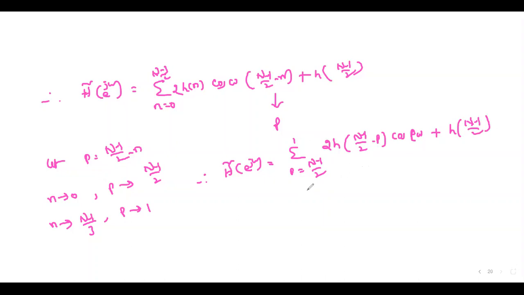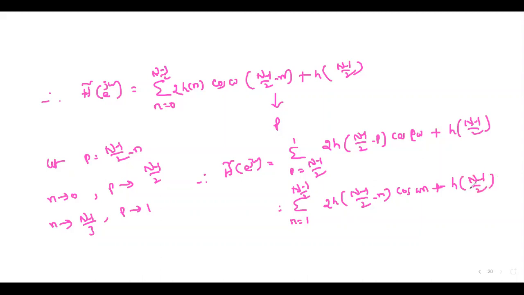Now this can be written as, again in place of p you can keep n, again back to n. So it will be written as summation n equal to 1 to (N minus 1)/2, limits you can reverse, of 2 into h of (N minus 1)/2 minus n into cos of omega n plus h of (N minus 1)/2.